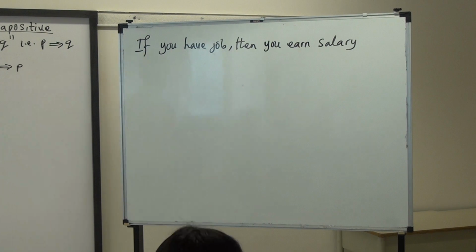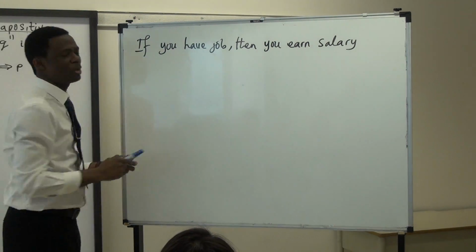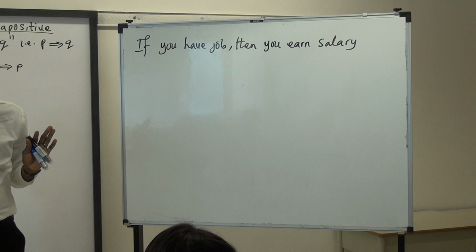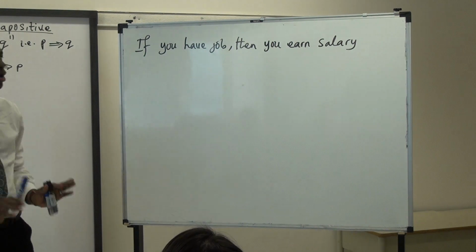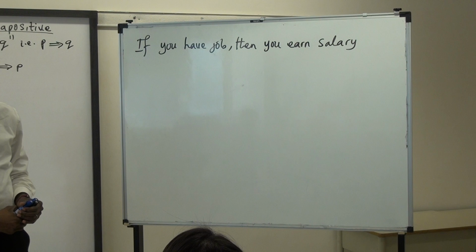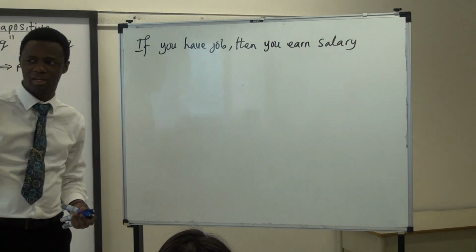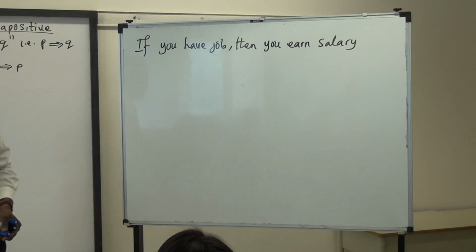Whereby the only job you do for them is what? Eat their food. Or freelancers. All right. If you have a job, then you earn salary. That is the conditional statement. The converse will be what? If you earn salary, then you have a job.